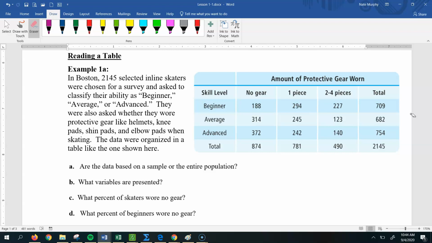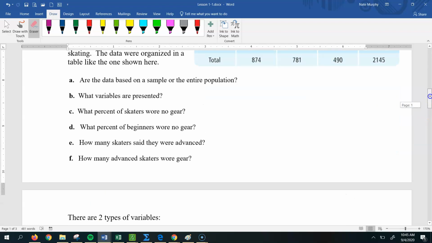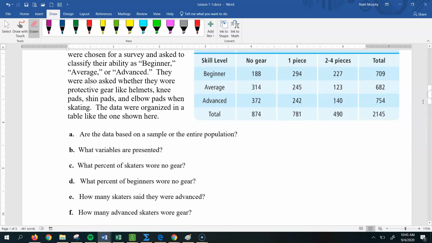It says in Boston, 2,145 selected inline skaters were chosen for a survey and asked to classify their ability as beginner, average, or advanced. They were also asked whether they wore protective gear like helmets, knee pads, shin pads, and elbow pads when skating. And then we have all that information gathered in this table. So I want you to take a few minutes to answer these questions. See if you can answer these questions based on that table.